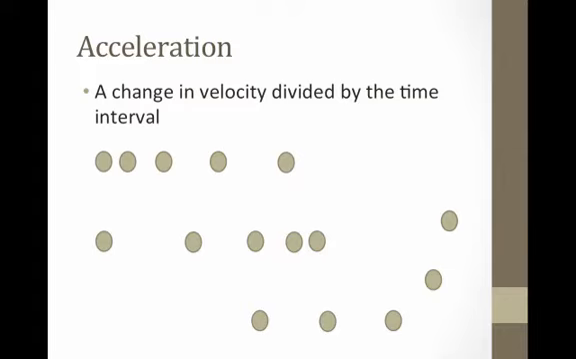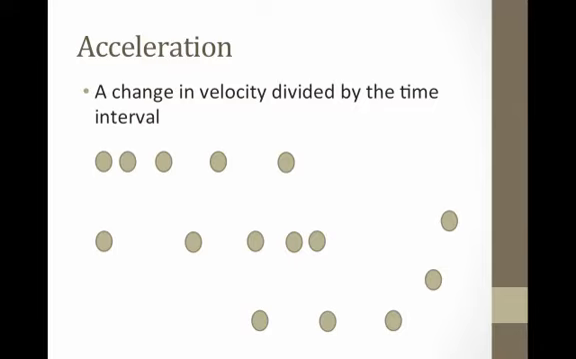Acceleration is a change in velocity divided by the time interval. If you look at the first diagram, you can see that the car is speeding up. You know that because the distance between the little circles increases. The second diagram shows the car is slowing down. You know because the distance between the little bubbles decreases. Acceleration is a change in velocity. Velocity can change by speeding up, slowing down, or changing directions.